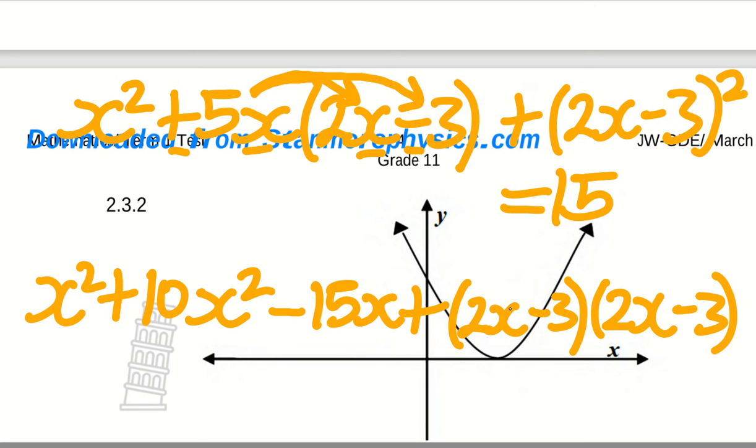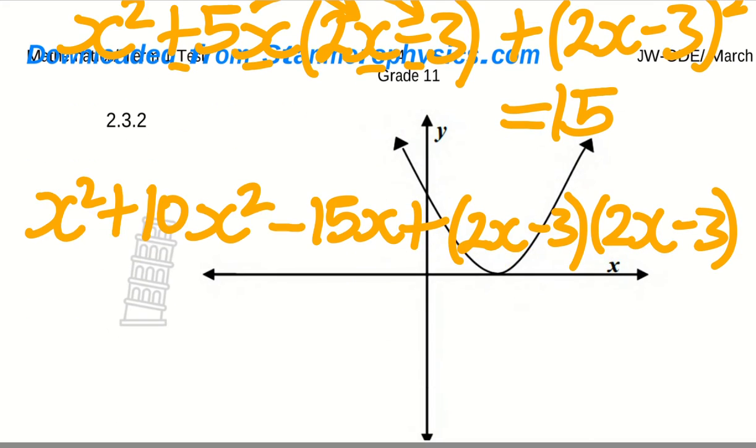Don't say 2x squared then minus 3 squared. Don't do it like that. If there's a negative sign in between the terms, you can't do it like that. It's going to be wrong. So you just expand the brackets. Write it as 2x minus 3 times 2x minus 3. Then you're going to have equal to 215.